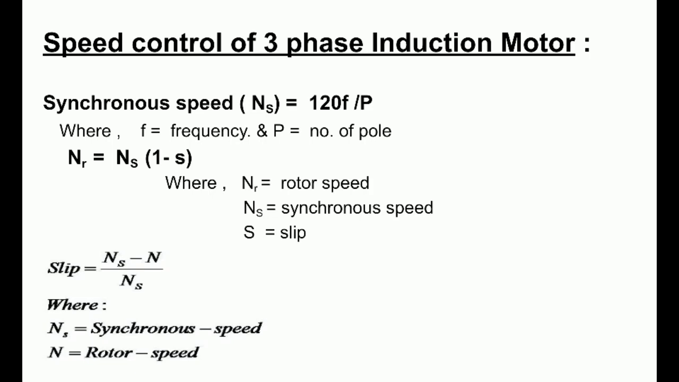Next, another formula for the speed of induction motor is given by Nr equal to Ns into (1 minus S), where Nr is the speed of the rotor, Ns is the synchronous speed and S is the slip. Now one question arises: what is slip? Slip can be defined as the difference between the synchronous speed Ns and the rotor speed Nr. So slip equals (Ns minus N) divided by Ns, where Ns is synchronous speed and N is rotor speed. It is always expressed in percentage.